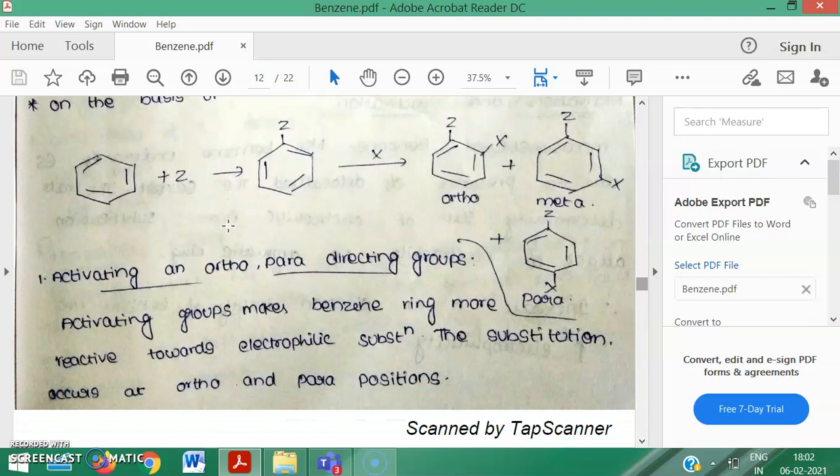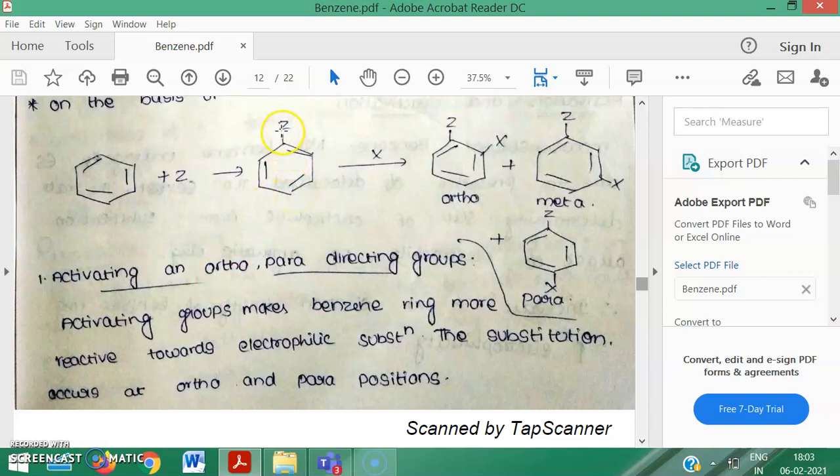So some of the compounds are activating groups. We can say activating and ortho-para directing groups. Activating groups are those which can donate electrons to the benzene ring. The ring is stabilized by being rich in electrons. If it has more electrons, it can readily undergo substitution reactions. So this type of compound is called an activating group, and they always direct to the ortho and para positions.